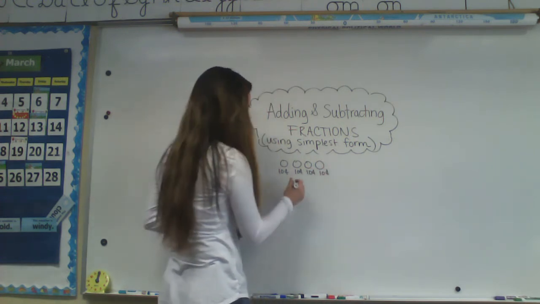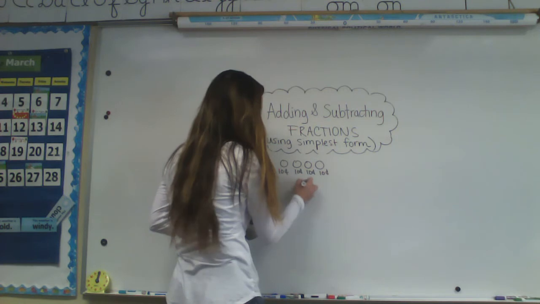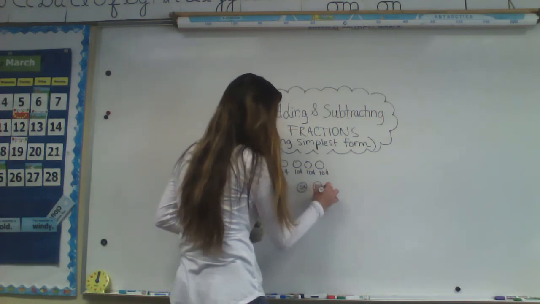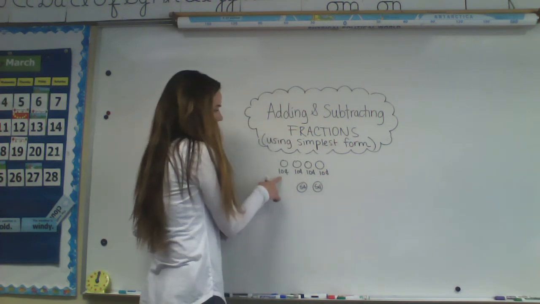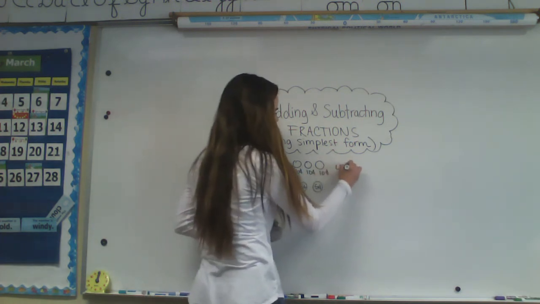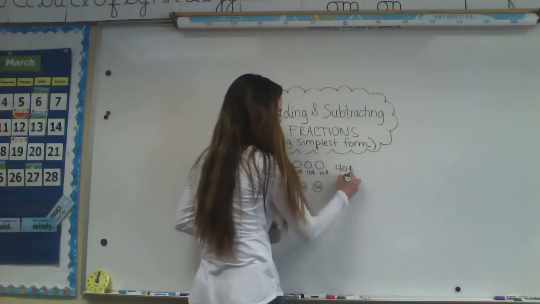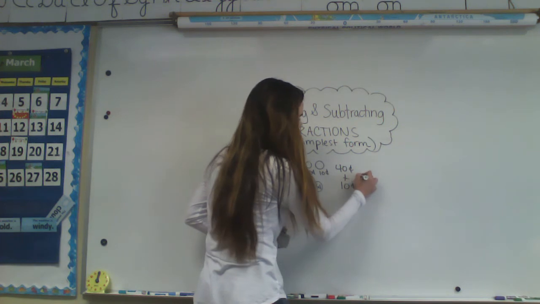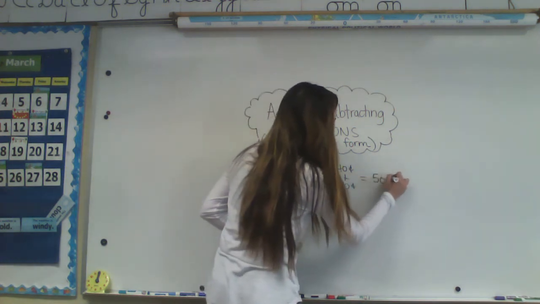And then we have 2 nickels, which equal 5 cents. We're going to add that all together. Well, 10 plus 10 plus 10 plus 10 is 40 cents. Plus 5 plus 5 cents, which is 10 cents, giving us 50 cents.